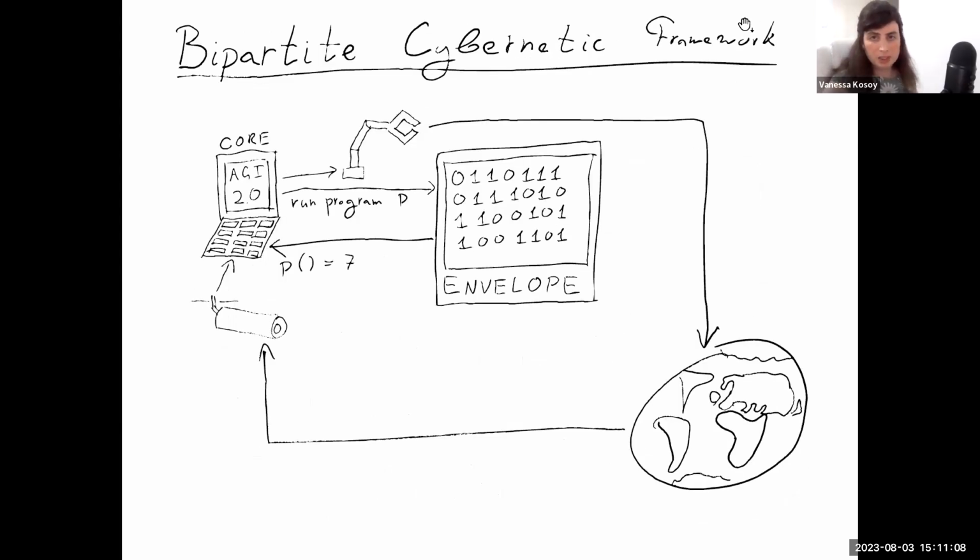So my proposal is to modify this framework into something that I call the bipartite cybernetic framework. Now the agent is made of two parts. There's what we call the core and the envelope.